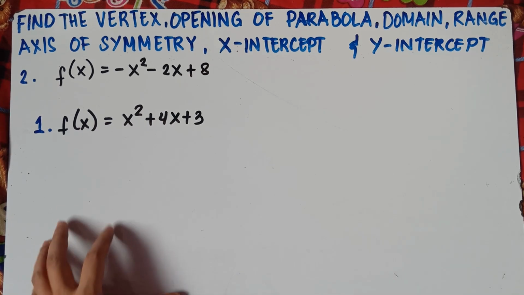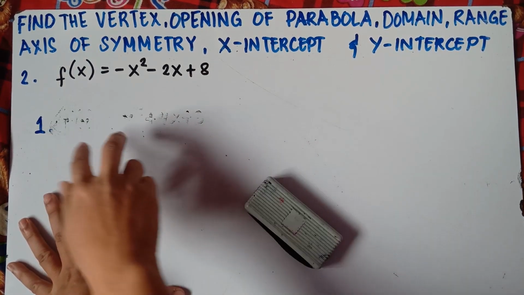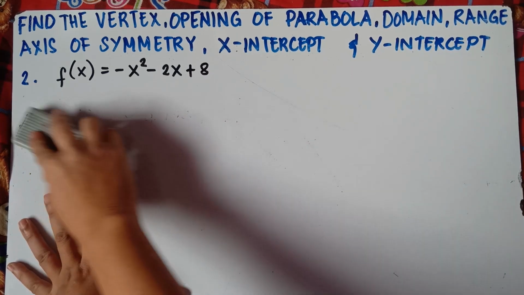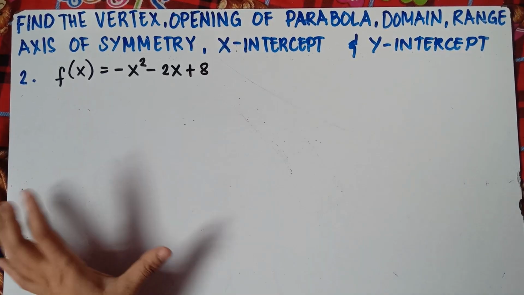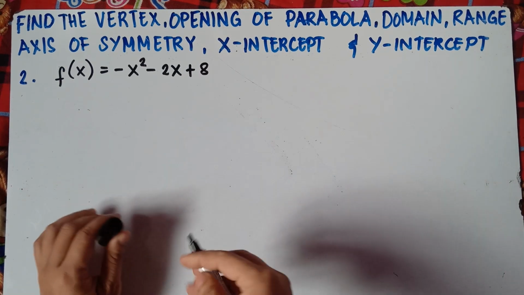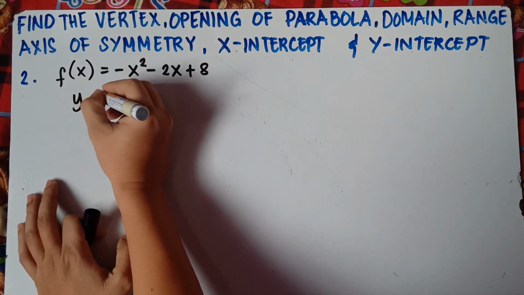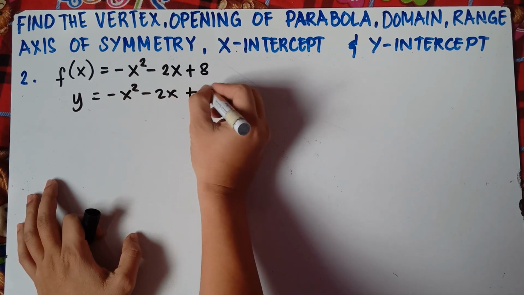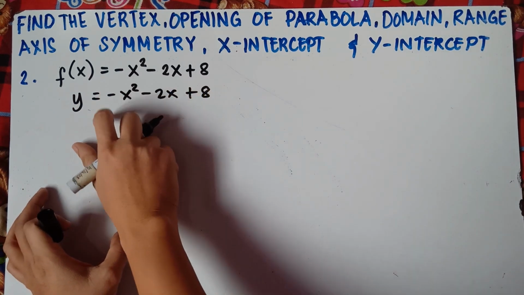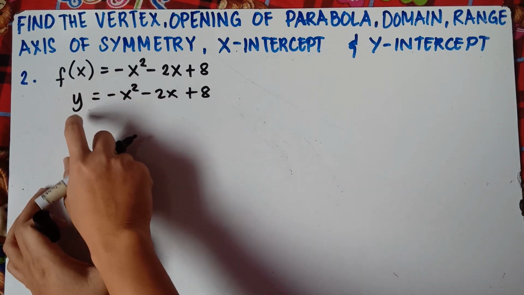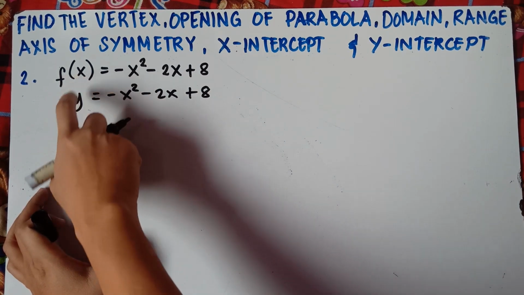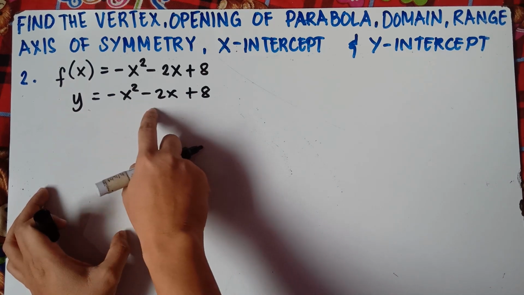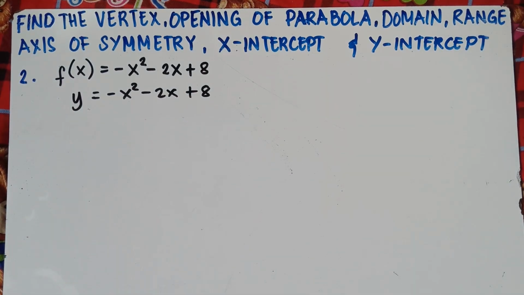Alright, so let's start. Let me erase this number 1. Once again class, in part 1 of our video, feel free to see the link in the description down below. This f of x, you can actually write as y equals negative x squared minus 2x plus 8. This is just the same: f of x is the same as y. So y equals negative x squared minus 2x plus 8.